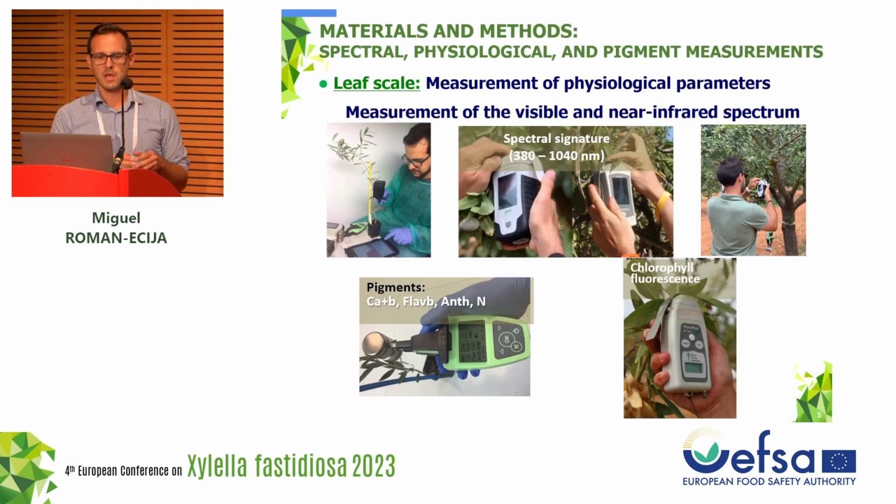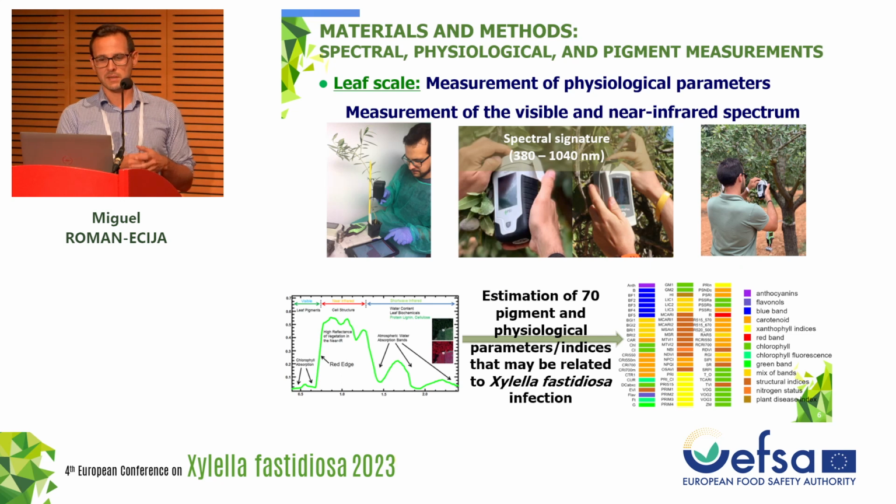For both scenarios, we have used these kinds of spectral sensor devices. With all of them we can measure directly in the field, and with some of them we can measure the content of chlorophyll, flavonoids or anthocyanins, and we can measure the spectral signature of the leaves. And we can calculate with them some vegetation indices that are going to be related with pigments, structural parameters, and other indices that I show you in the slides.